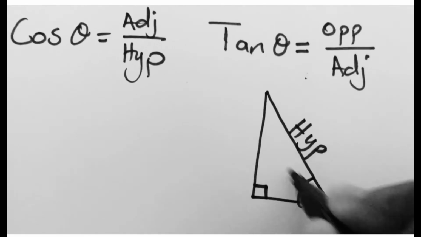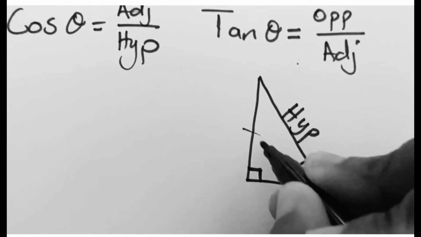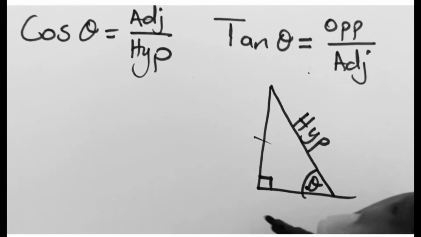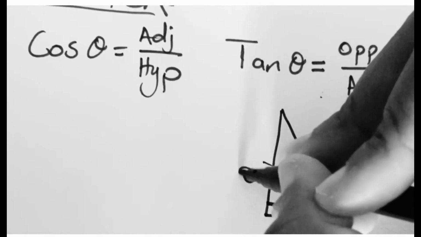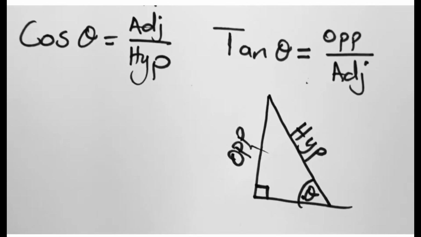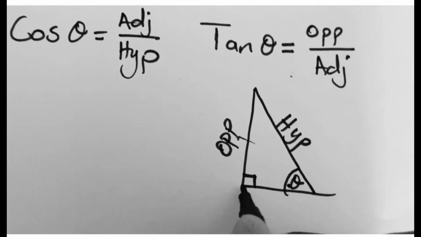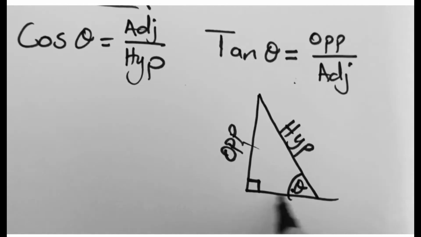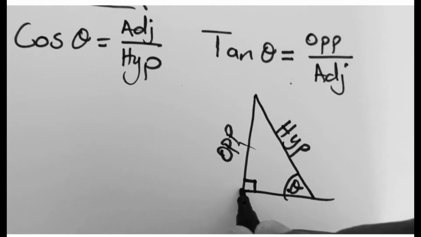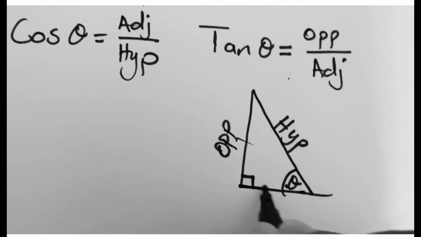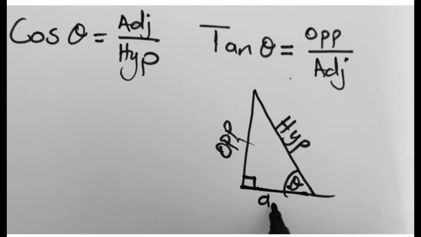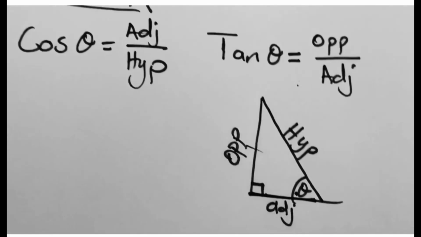The one opposite the angle of focus, by angle of focus I mean the angle you are finding or the angle you have, is always going to be your opposite. The side that is going to be adjacent is the side that is made up of the right angle and the angle. That line is what you call your adjacent.